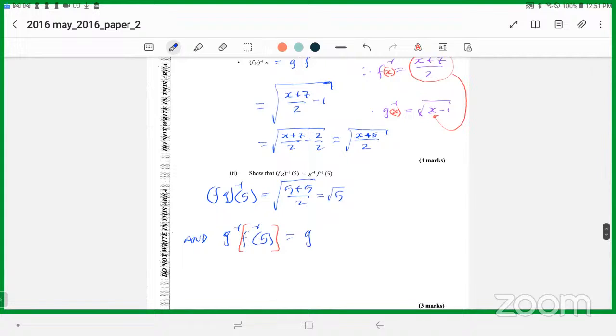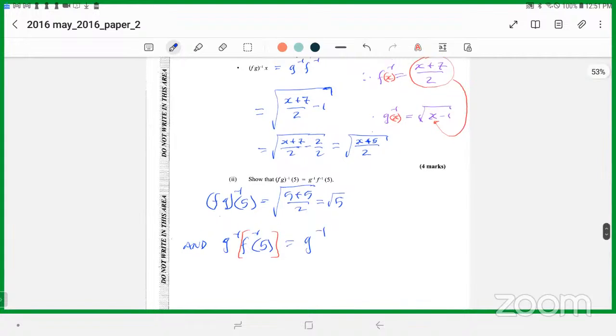It becomes g to the minus 1 of 5 plus 7 over 2. 5 plus 7 is 12. 12 over 2 is 6. So this then is g to the minus 1 of 6. And then g to the minus 1 of 6 now is to plug the 6 into the g to the minus 1 function here.